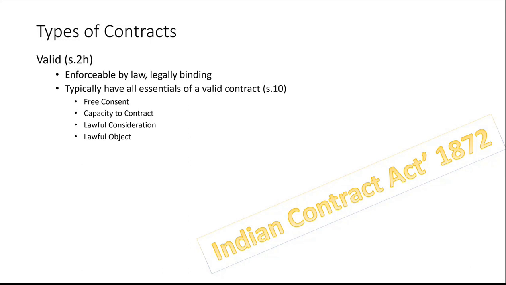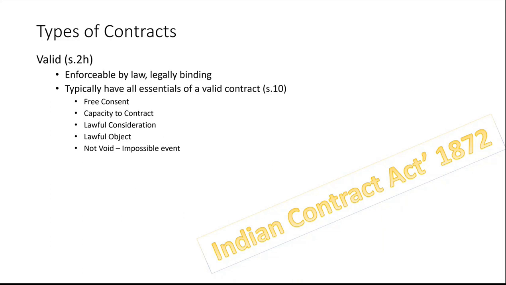Lawful object. Same example. Giving you the Taj Mahal. It's unlawful. It's a public property. You cannot give it to a person. Not void, which is an impossible event. That also I'll tell in the upcoming slides. So these are the basic essentials of a contract.